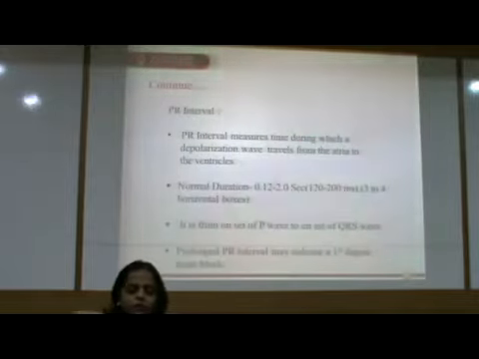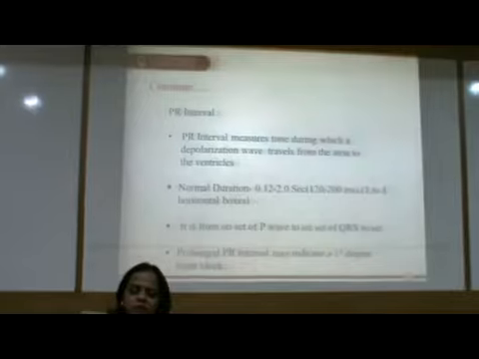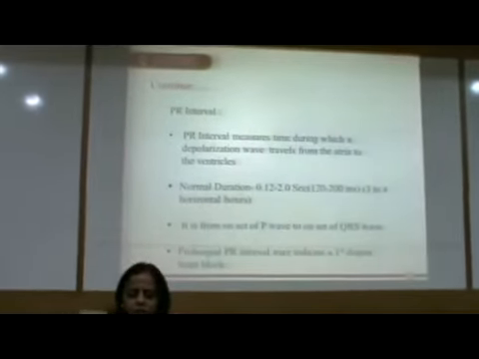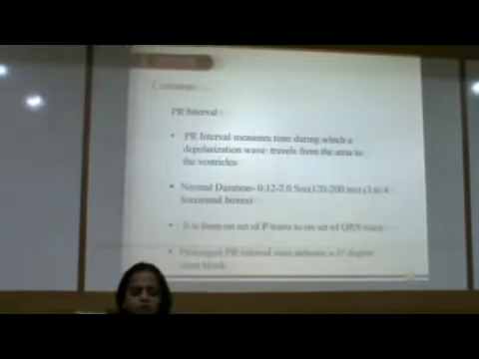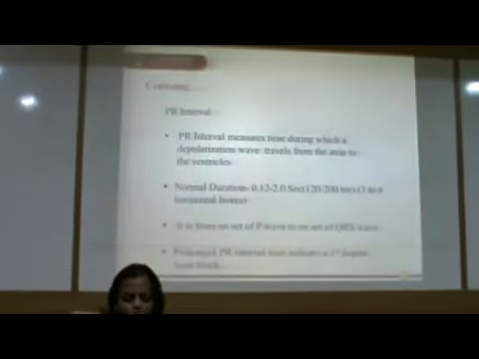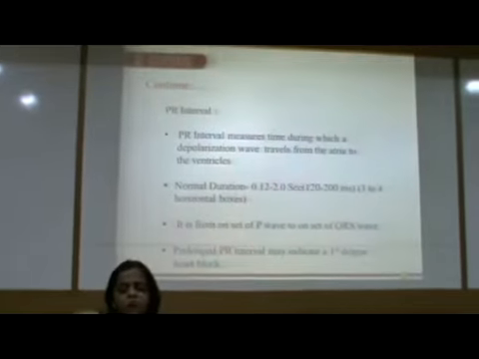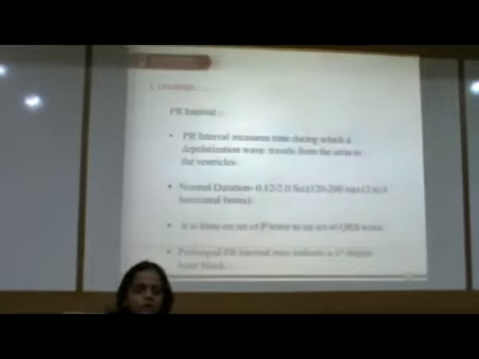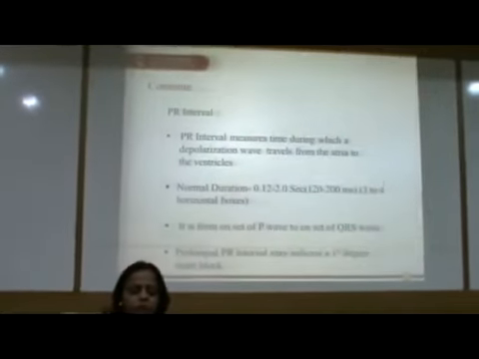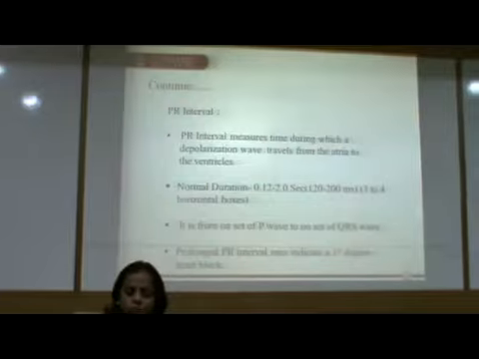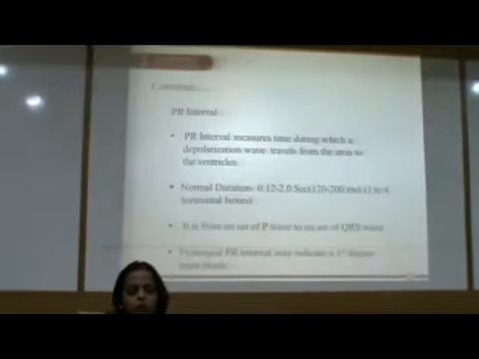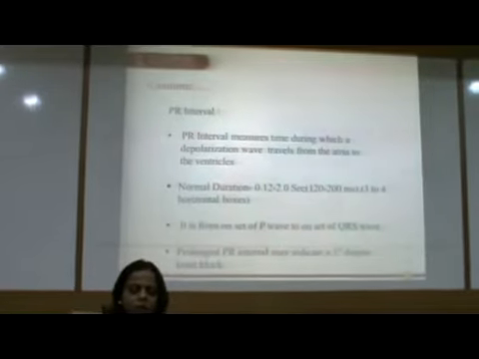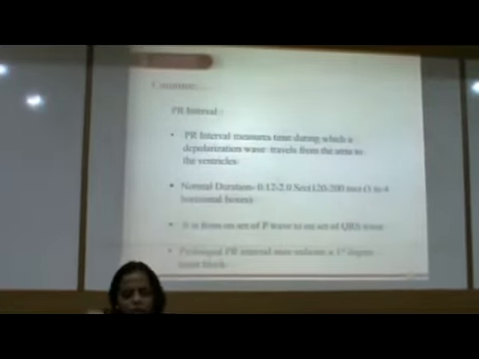The PR interval measures the time during which a depolarization wave travels from the atria to the ventricles. The normal duration of the PR interval is 0.12 to 0.2 seconds, that is 120 to 200 milliseconds, or 3 to 5 horizontal boxes on the ECG graph. It is from the onset of the P wave to the onset of the QRS complex. A prolonged PR interval may indicate a first degree heart block.